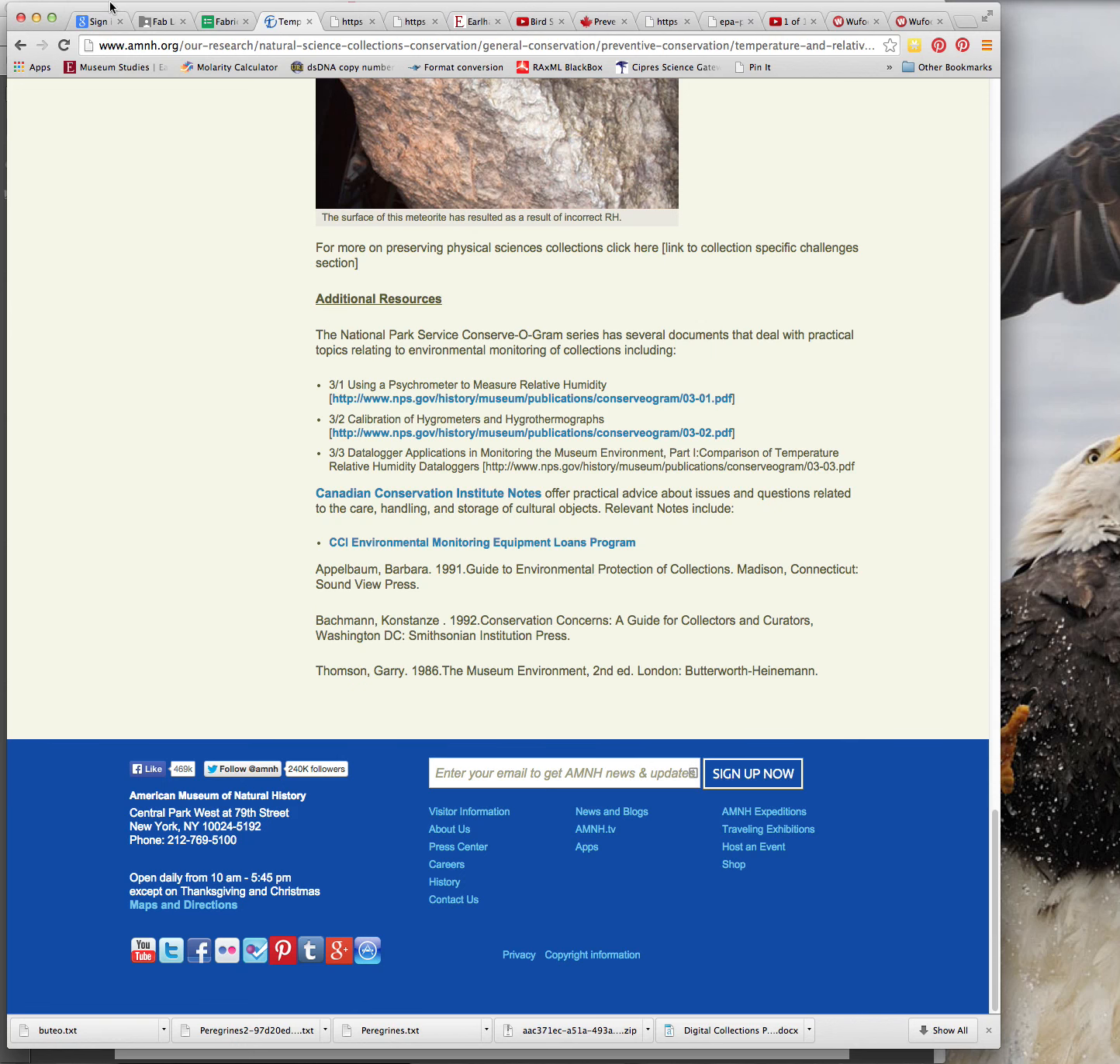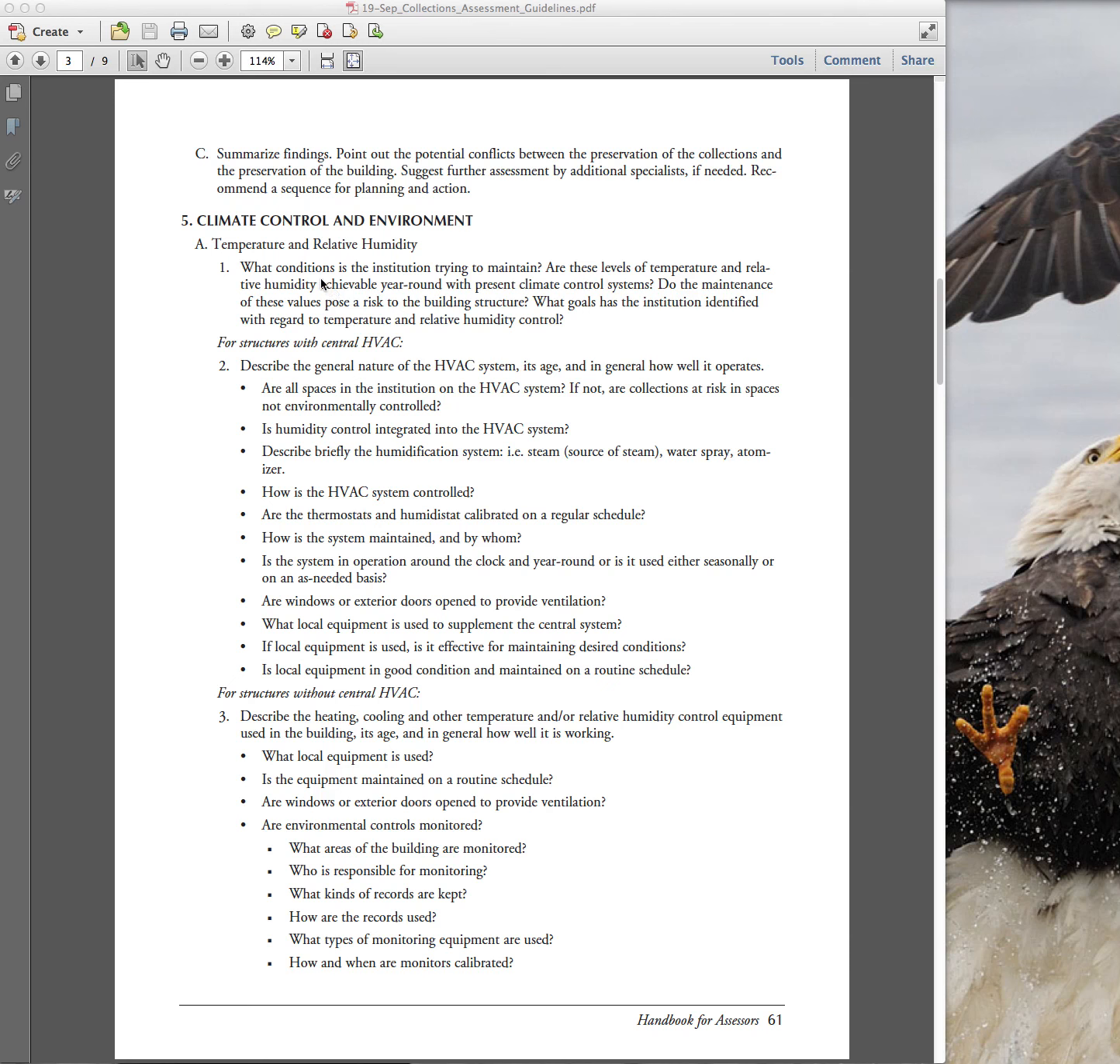Those are basically your background materials, and then you know that you're going in and assessing your collection. So what kinds of questions are you answering? So here's your Appendix D, and we're under Section 5, Climate Control and Environment, so Section A, Temperature and Relative Humidity. You're going to want to give a little background. What kinds of conditions should you be trying to maintain in your type of collection? Are they achievable? As in, take a look at the data that you see for your collection. Have they been achieved?